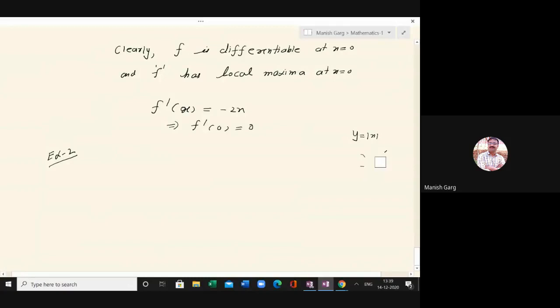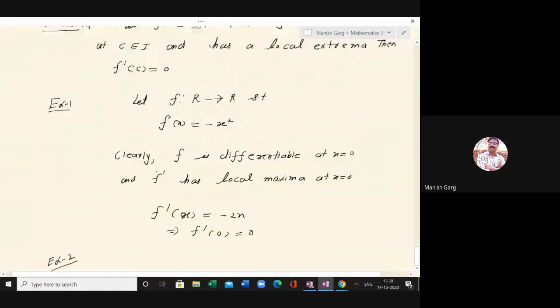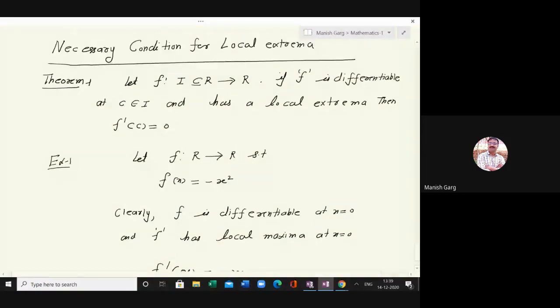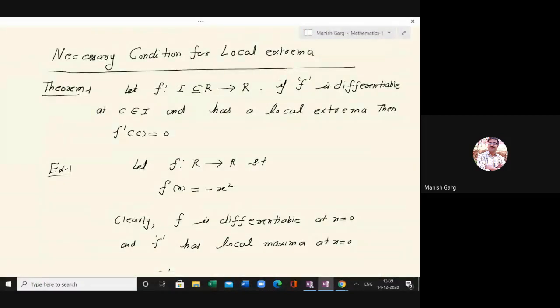What I am saying, you are not understanding. I am not saying differentiability is the necessary condition. I didn't say that. If this is differentiable and has a local extrema, if these two conditions are given, then f dash c is equal to 0. This is the necessary condition.